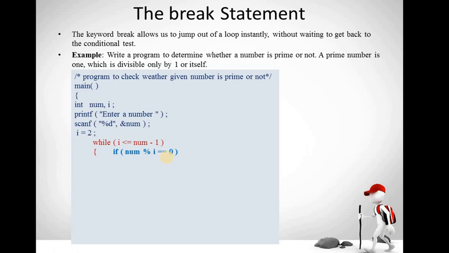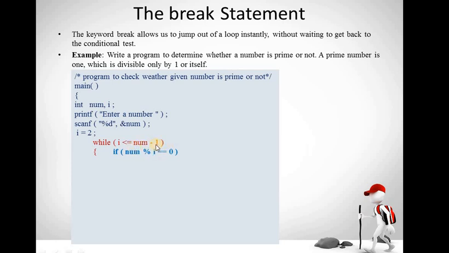That means we don't need to check whether it is divisible by 1 or by the number itself, so we are just skipping that part. First, 1 is skipped by initializing i equals 2, and over here you can see we have decremented num by 1. So the range of this condition is from 2 to num minus 1. That means if I have entered 10, the range is 2 to 9.